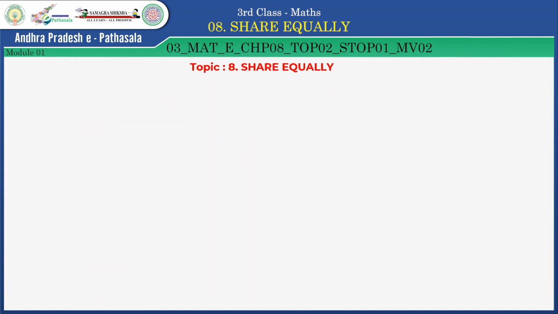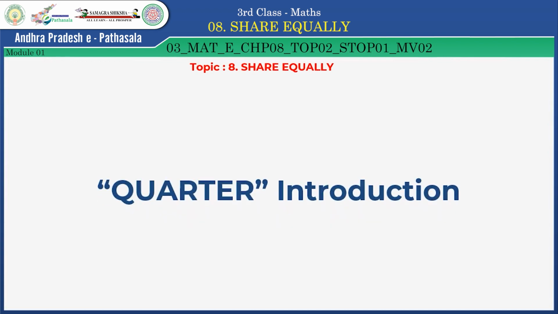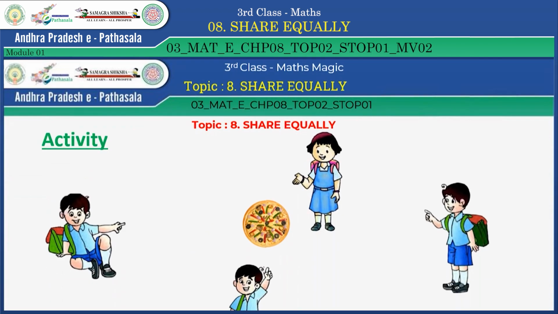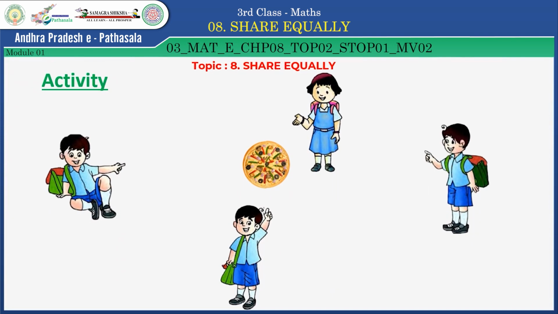The fourth topic in our module is introduction to quarter. Now we will learn about the concept of quarter and do activities on the related concept. Now we do one activity. Your teacher brought one pizza for 4 children, Ravi, Meghana, Girish and Prakash. Now let's help them share the pizza among the 4 children. First, cut the pizza into two equal parts.